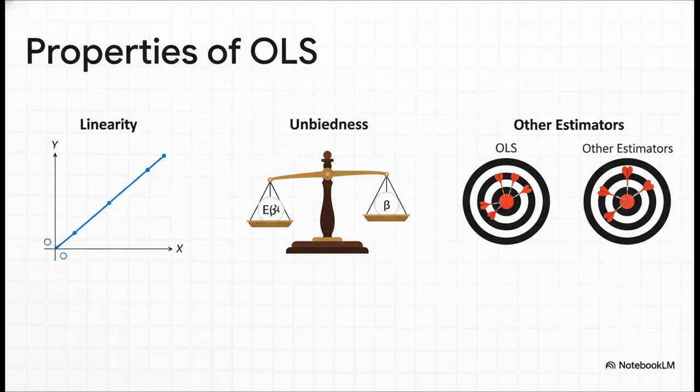some absolutely fantastic properties. They're linear, which just means they're simple to work with. They're unbiased, which means they're accurate on average. And they have minimum variance, which means out of all the estimators of their type, they are the most precise. They're the sharpest tool in the box.